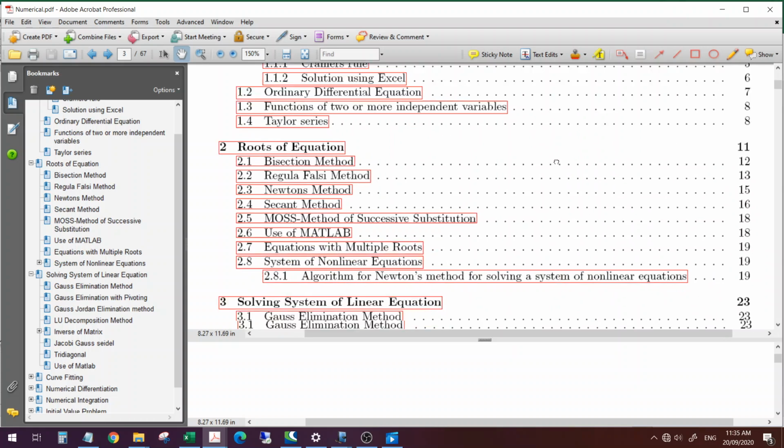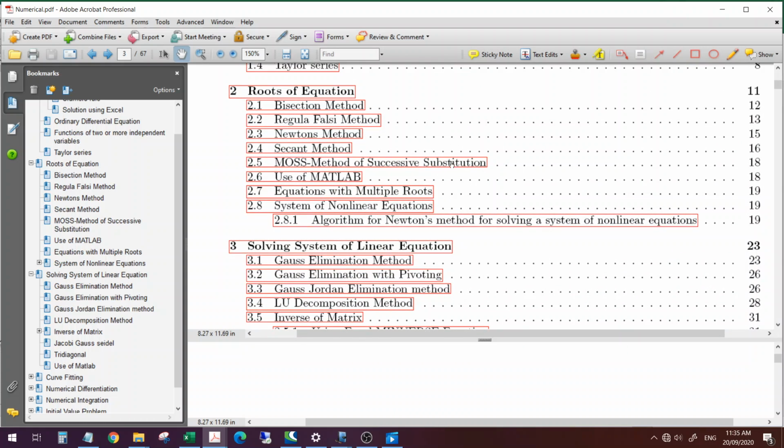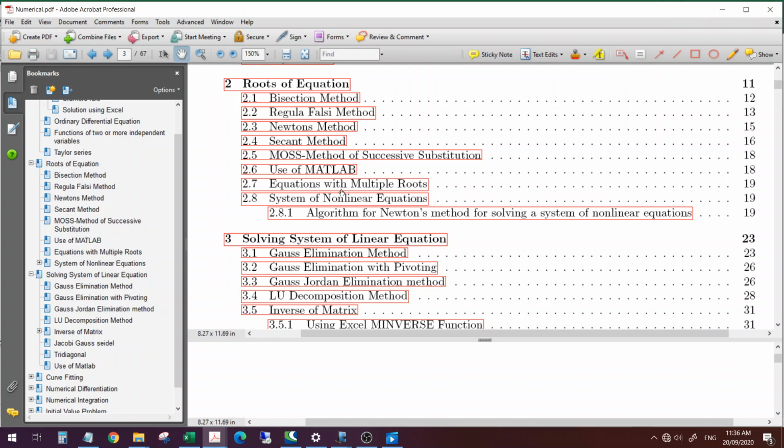So next is the roots of equation. Actually, this chapter 2 is a non-linear solution of differential equation. So we have here the bisection method, regula falsi method, Newton's method, and a second method, the MOS or the method of successive substitution. MOS is not in Gilat, but I inserted it. It was taught to us in UP by Sir Templo. And of course, the use of MATLAB. Then equations with multiple roots and systems of nonlinear equations.